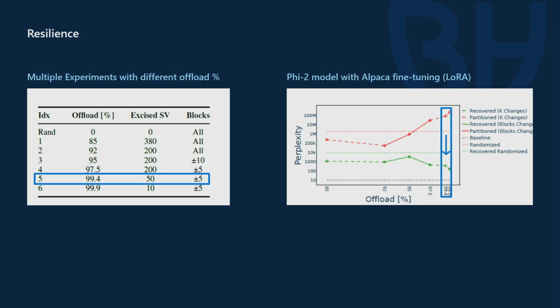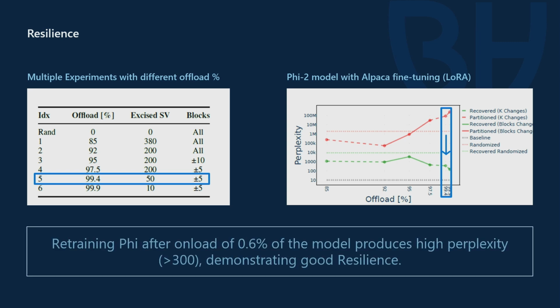It's completely useless. But now we took this model and we retrained it using a publicly available data set to try to regain its original performance. And what you see is that the performance reaches about 300 perplexity, which is still a lot. Anything above 100, we consider a useless model. And so retraining Phi after offload of 0.6% of the model produces perplexity that is high, demonstrating that our technique still has good resilience.